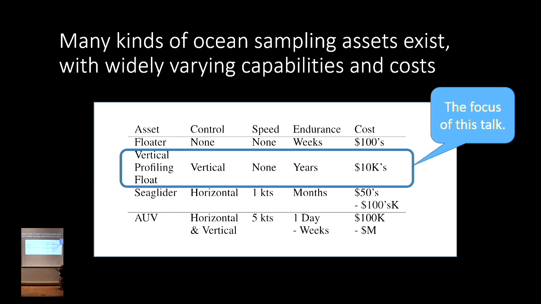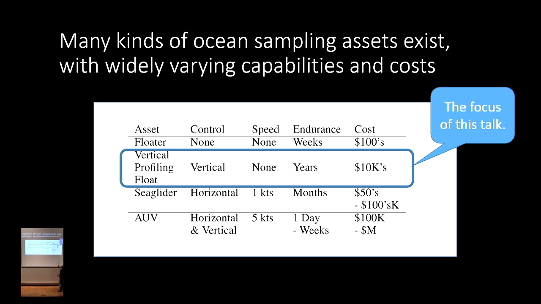There are all kinds of different assets. There are floaters, which are literally things you throw out into the water and get data on the surface wherever they are. Then there are vertically profiling floats, which is what I'm going to be talking about today. It's a float that only has vertical control. It has a buoyancy instrument in it. These can dive quite deep.